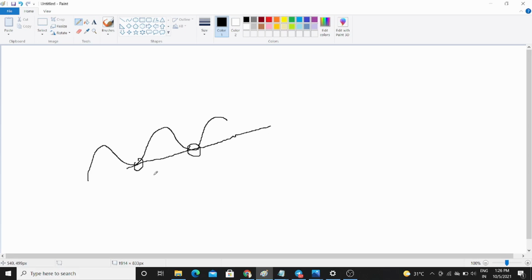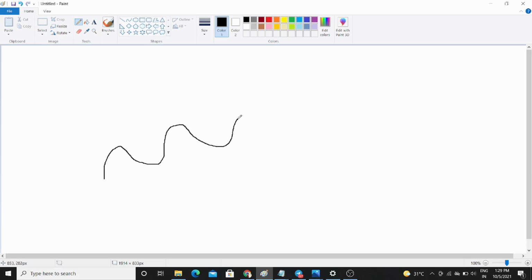It's a very simple concept as well as very useful while trading in the markets. Consider this as a price chart moving in this way, and the line connecting these two swing points is called a trend line. This trend line represents the trend in the market. Let's go a bit deeper.